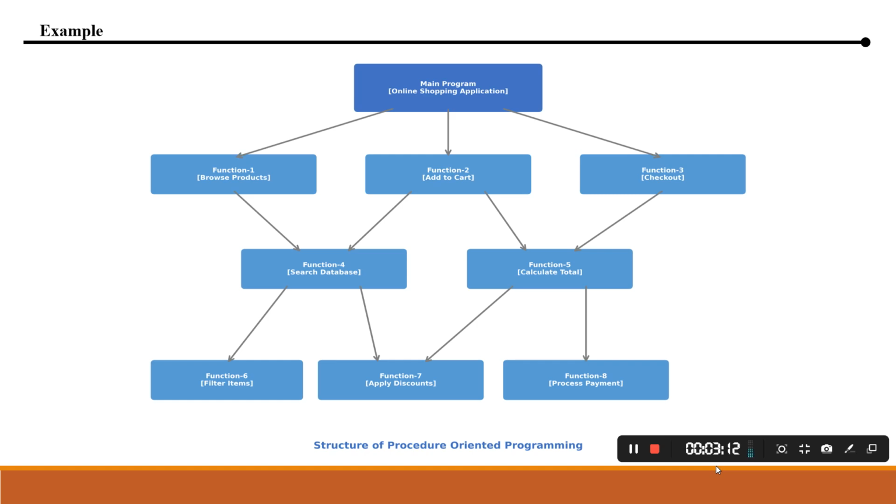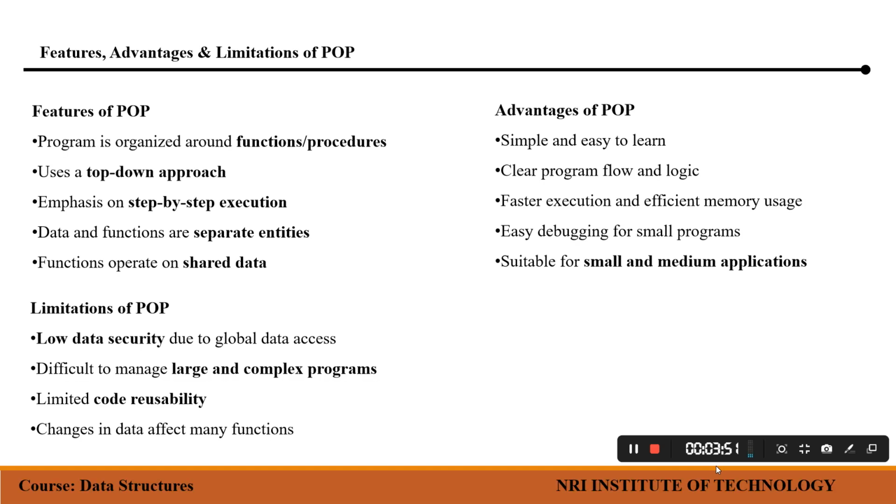In turn, browsing the products depends on the database, searching the database, and in turn, searching the database depends on filtering different types of items available and applying the discounts. And next, adding to the cart. So adding to the cart means getting the items from the search database. Search database again means filtering the items and applying the discounts. Next, checkout. Checkout depends on calculating the total amount. Calculating the total amount, of course, depends on applying discounts and processing the payment. So this is one such example for procedure-oriented programming.